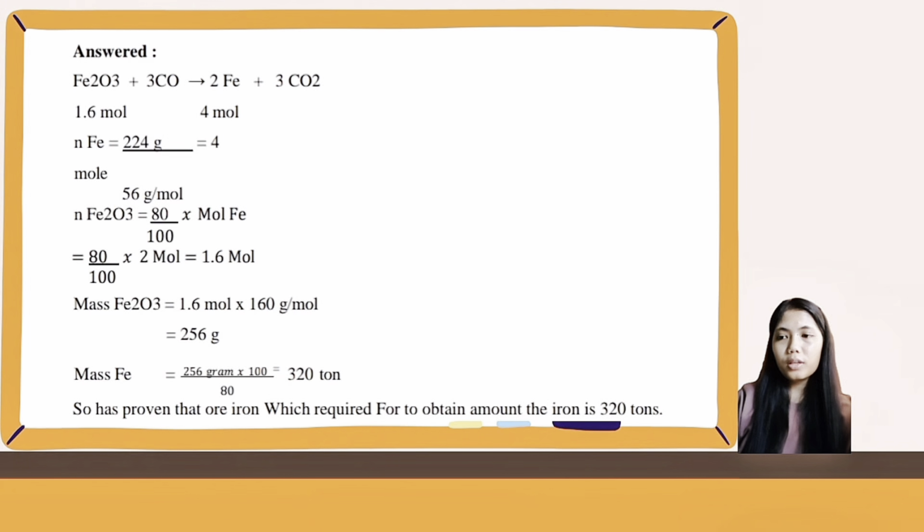The mass of Fe2O3 is 1.6 mole times 160 grams per mole, which equals 256 grams. The mass of ore is 256 grams times 100/80, which equals 320 tons. So it has been proven that the iron ore required to obtain this amount of iron is 320 tons.